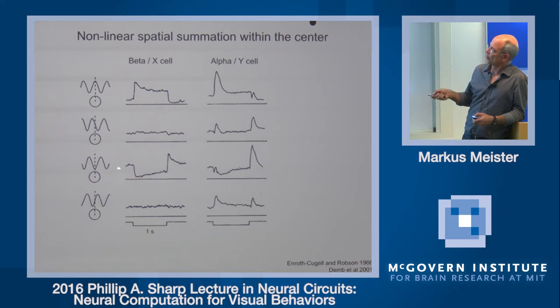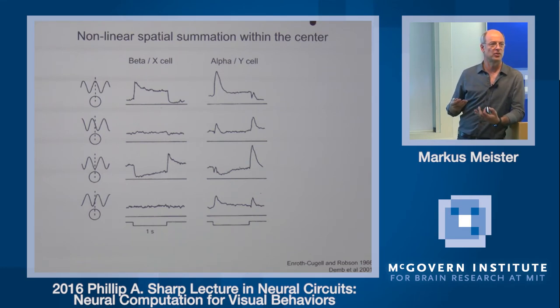If you put the sinusoid grating such that the negative fringe, a dark fringe, is over the receptive field center, you get an inverted response. And if you shift the grating to halfway in between, such that there's both dark and light over the receptive field center, when you turn on the grating, you get nothing. So this kind of behavior is called linear spatial summation.